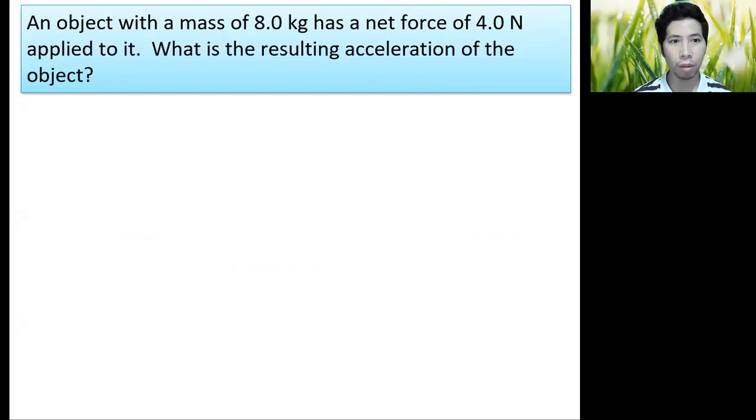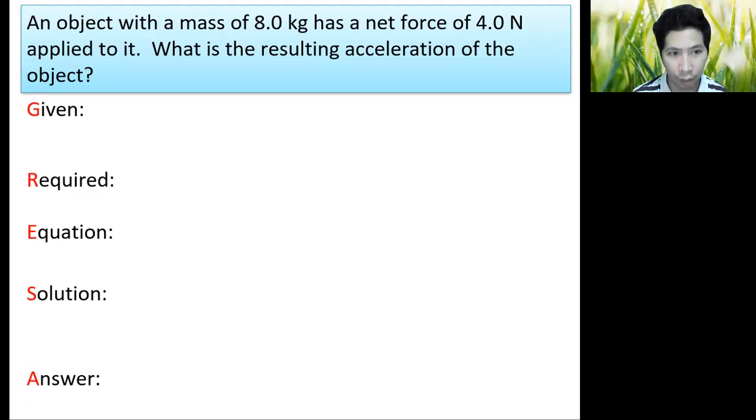So let's remember first we have to follow GRESA. GRESA stands for the given. So what are the given? What are the quantities given during the problem? What is the required, or what is being asked, or what do we need to find in this problem? What equation will we be using? Then after that, we will be showing the solution. And finally, we will be able to get the answer.